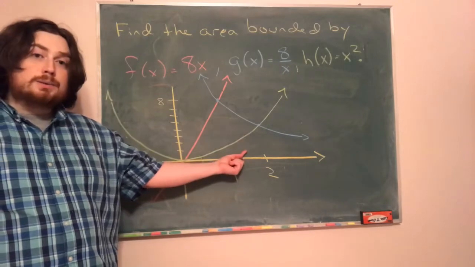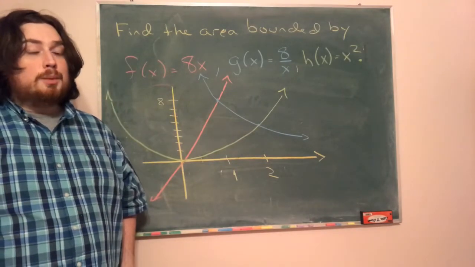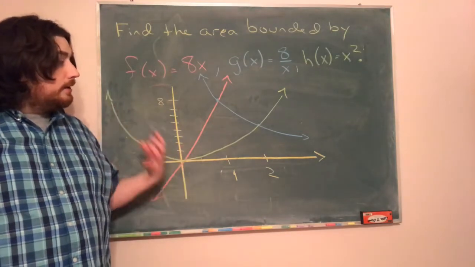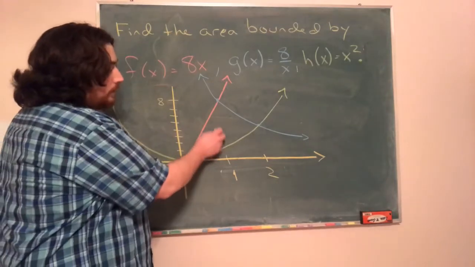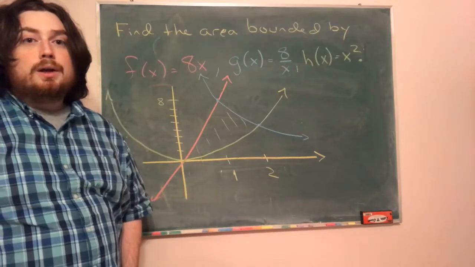Alright, now that we've graphed those three functions, we'll notice we have 8x here, 8 over x here, and x squared here. I'm trying to keep them coordinated so we can tell which one's which. If we look for the area bounded by those three functions, the only area bounded by those is this area right here. What we're trying to do is find the total area of that section.